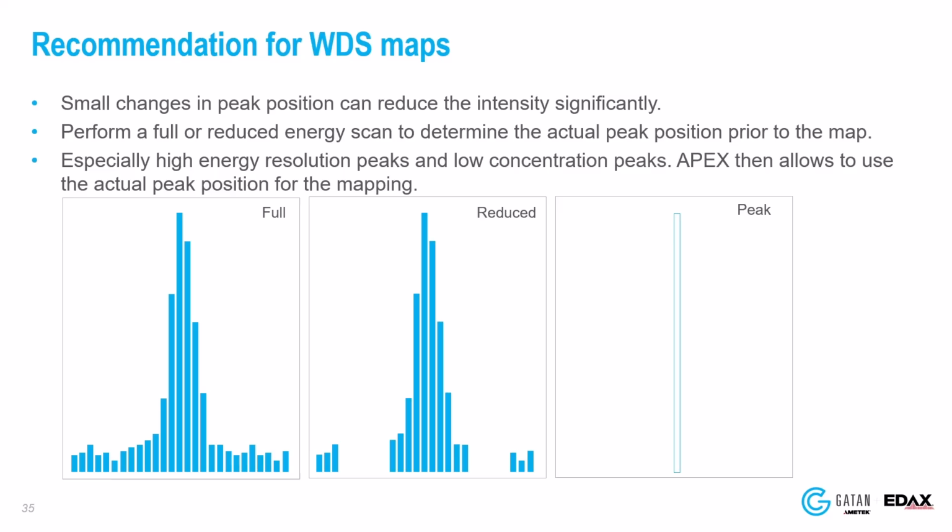Well, small energy shifts in the range of 1 to 3 eV in a full or reduced scan do not really affect the measurement, as the intensity is still within the measured range. For the peak position of a high energy resolution peak, even shifts of 1 or 2 or even 3 eV can cause an extreme signal loss. The easiest way to prevent that is taking a full energy scan over the peak prior to the mapping. Apex allows you to alter the peak position used in mappings for a given setup.